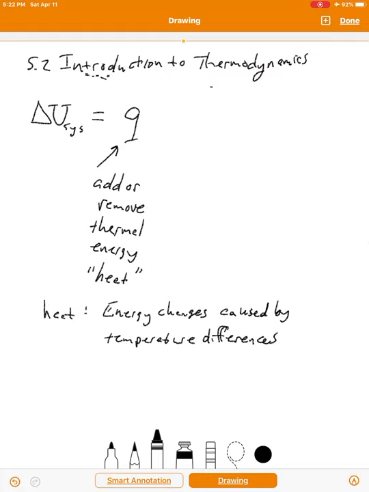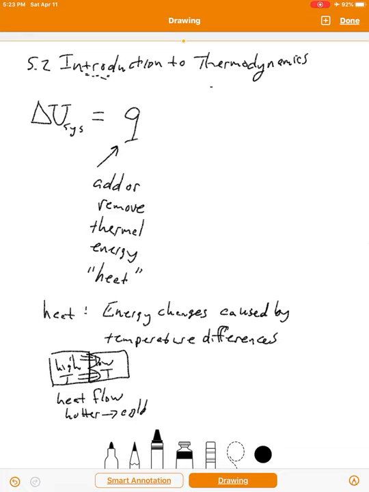Okay, so if two regions of space have different temperatures, high temperature, low temperature, and they come into thermal contact with each other, heat will flow from the hotter to the colder. That's the direction it will flow. Hotter to colder. Okay? So the heat flowing into the cold region flows from the hot region. So that's one way you can change the internal energy of a system.